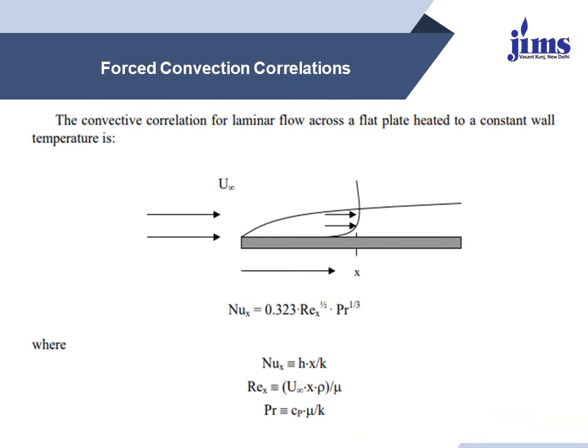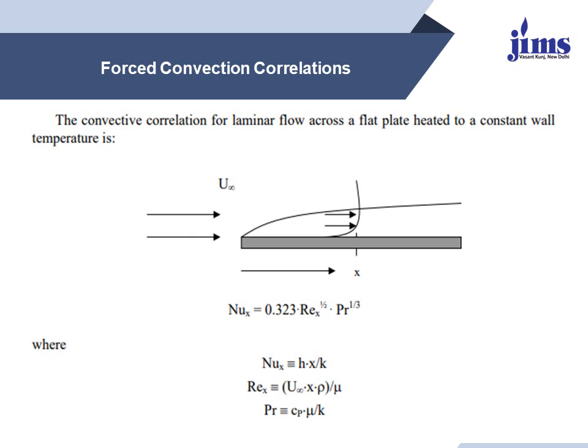This is a flat plate over which fluid is flowing, having a velocity u infinity. Thermal boundary layer is developed and the hydrodynamic boundary layer is also developed. So for calculating the Nusselt number, there are two types of Nusselt number: average Nusselt number and local Nusselt number. The local Nusselt number is denoted by Nu_x and the average Nusselt number is denoted by Nu bar.